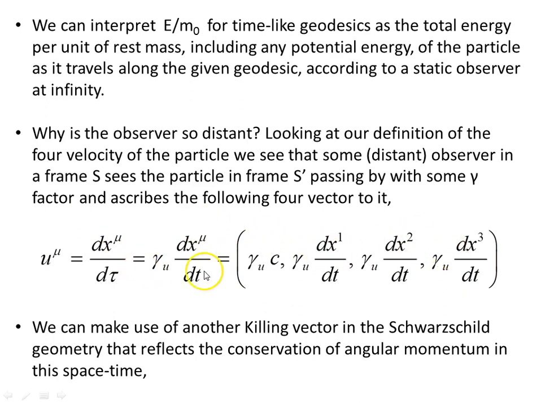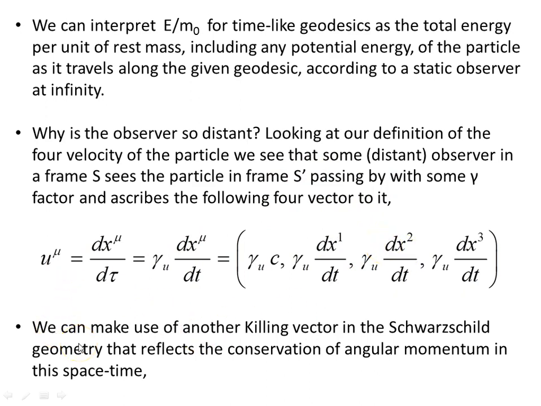If you have a look at the video on four-velocity, you'll see the frame S prime, and how they're related in terms of how an observer in S observes, not sees, I should say, measures, the particle in frame S prime passing by. And this is the four-velocity that the observer in frame S ascribes to it. There's the gamma factor as frame S prime is passing by.